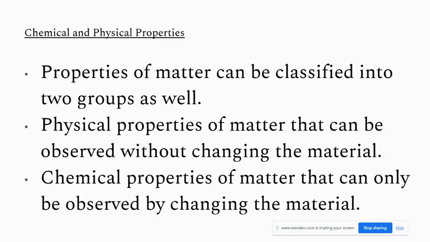Okay. All right, properties then can be classified into two groups. Physical properties are ones that can be observed without changing the material. So we can take mass, we've got volume, we've got length, width, we've got density. All of those things can be done without changing the material. Chemical properties then, we have to change the material in order to observe them.